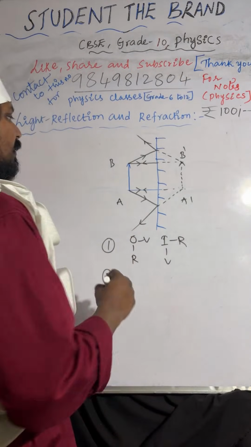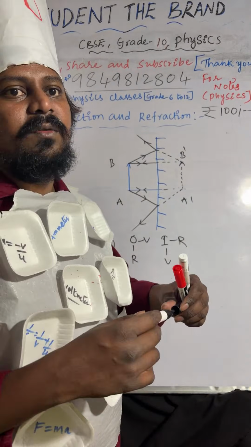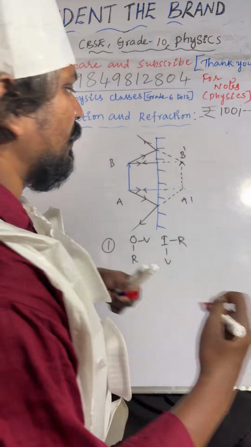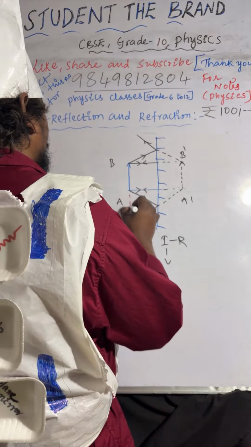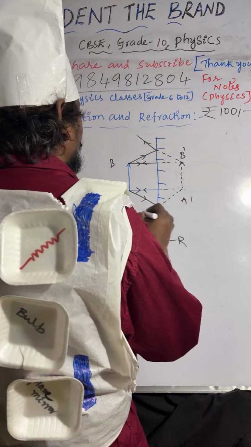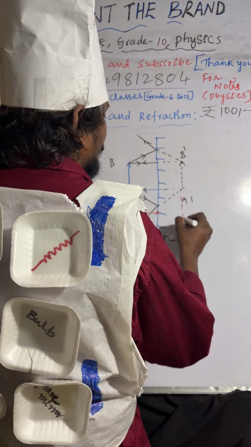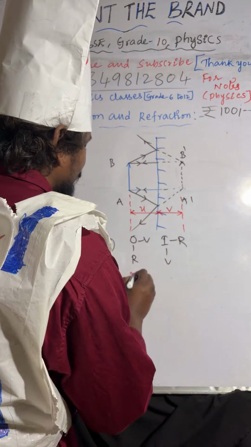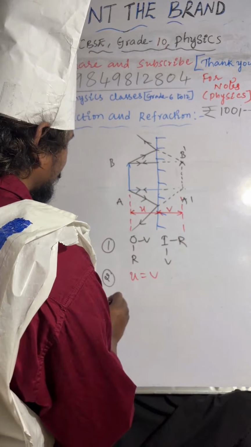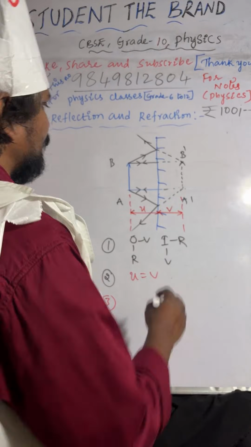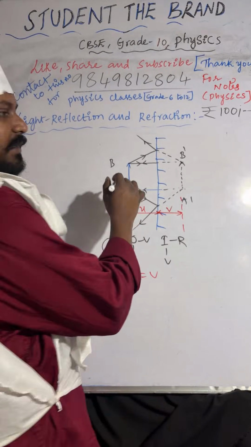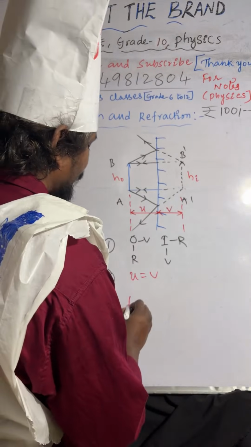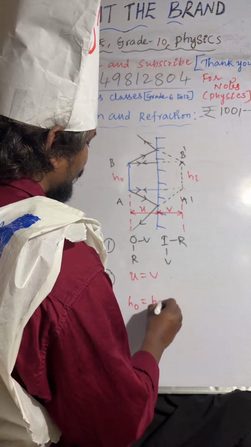Point number two, the distance between object and mirror is called object distance, and the distance between mirror and image is called image distance. So object distance is equal to image distance. The third one is height. This is the height of the object and the height of the image. So height of the object is equal to height of the image.